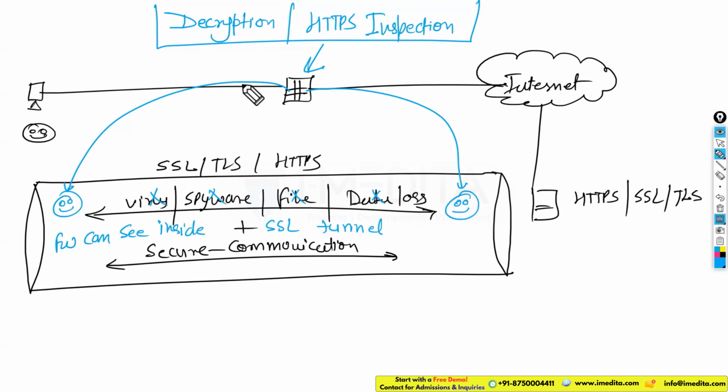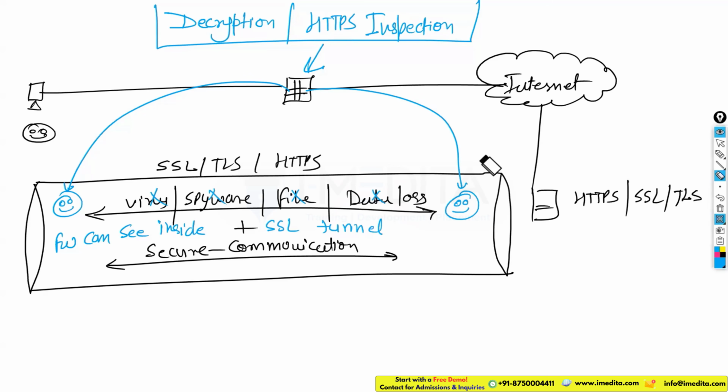With the help of decryption, we can deploy our policies for encrypted traffic as well. Using decryption, the firewall can see inside an SSL, TLS, or HTTPS tunnel so that we can block virus, spyware, file, and data loss. Question is, will this thing work in this way? No, it is only to make you understand. Technically, how will it work?